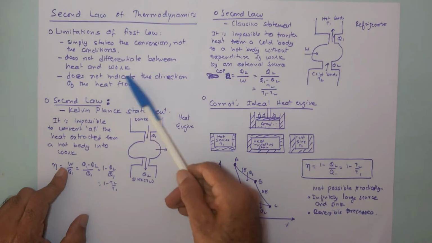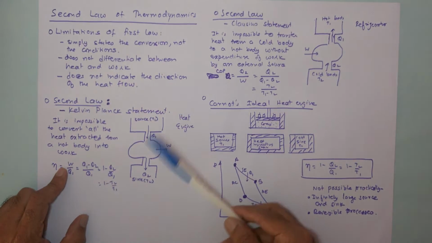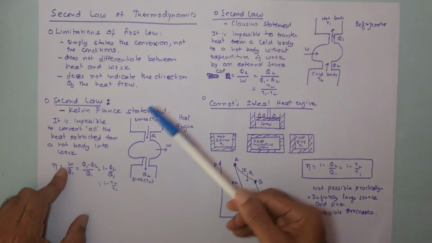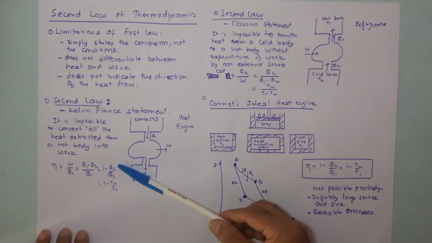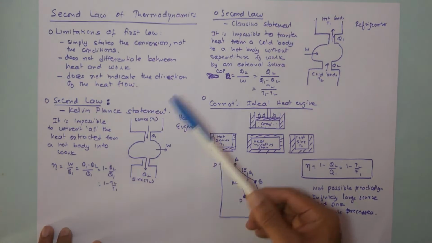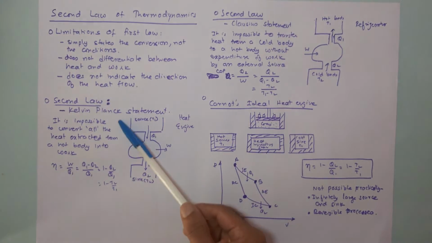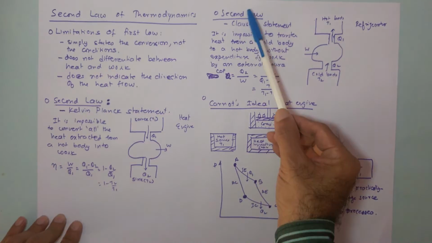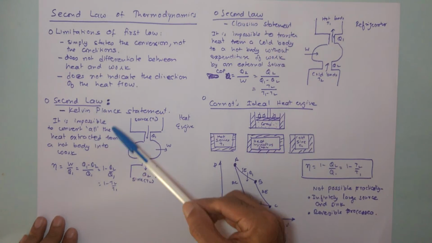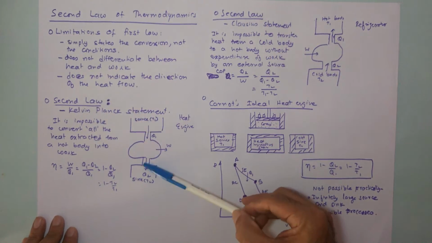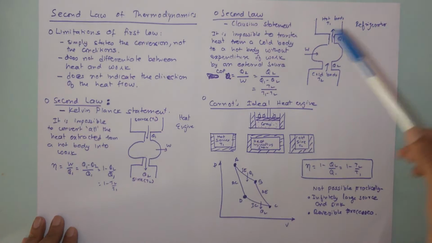And lastly, it does not indicate the direction of heat flow. It doesn't say whether an object will lose heat or gain heat. It simply says that the total transfer of energy would remain constant. Let us look at the second law, the two statements: Kelvin-Planck statement and Clausius statement. The Kelvin-Planck statement is based on the heat engine and the Clausius statement is based on the refrigerator.